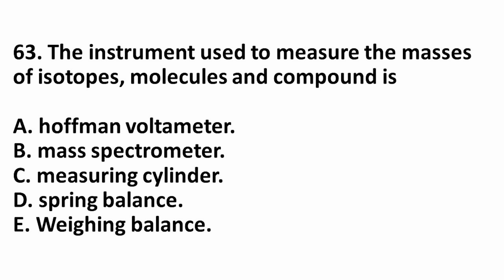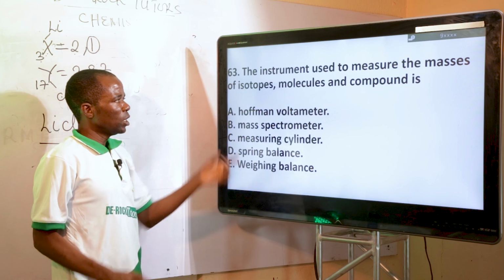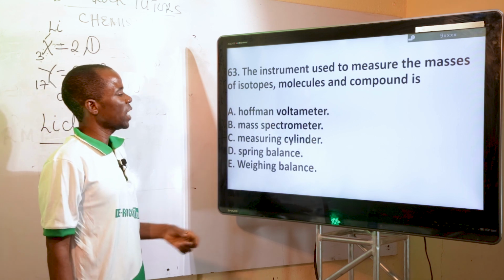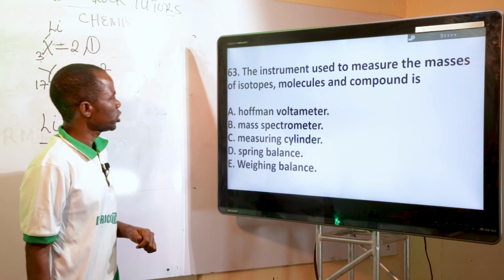Number 63. The instrument used to measure the masses of isotopes, molecules, and compounds is dash. That is definitely a mass spectrometer. A mass spectrometer, among other uses, is used for measuring the relative abundances or masses of isotopes. The correct answer is option B.